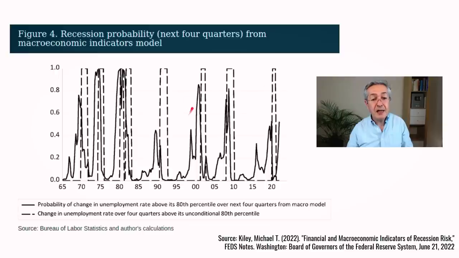So this black line that you can see is his model's forecast, using four indicators, which we'll see in a second. But what really is quite shocking is that this probability has spiked recently, above 50%. So the probability of a US recession, according to this model, over the next 12 months is greater than 50%.